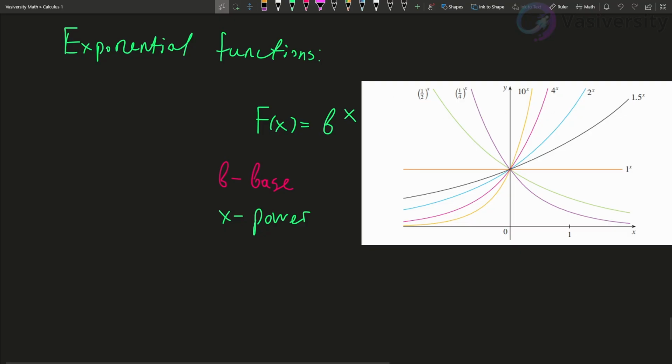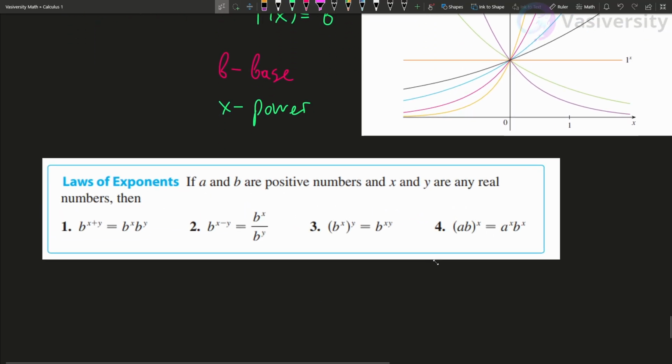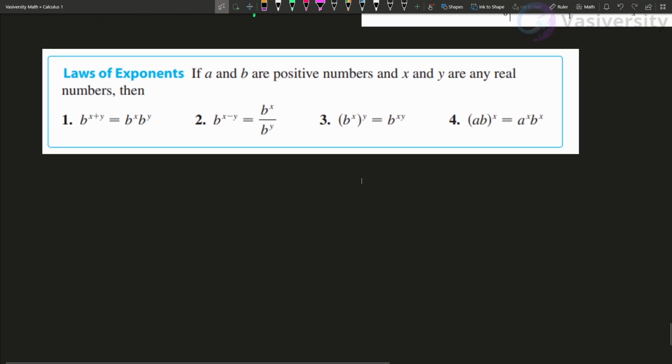And what are the common laws of exponentials? They are as follows. If a and b are positive numbers, and x and y are any real numbers, then b to the power of x plus y is the same thing as b to the power of x times b to the power of y. Then b to the power of x minus y is b to the power of x divided by b to the power of y. b to the power of x, to the power of y, is b to the power of x times y. And a times b to the power of x is a to the power of x times b to the power of x.